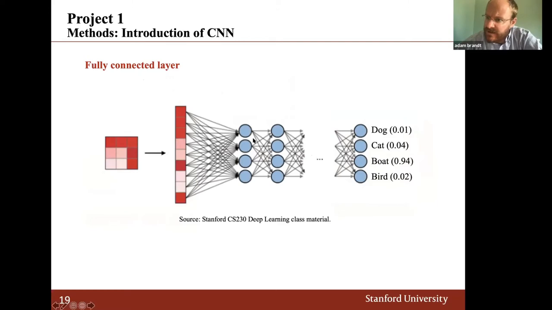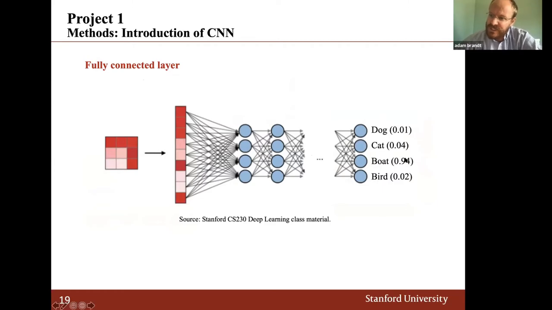And again, each of these arrows is basically just an interaction term that has a strength associated with it, and these parameters associated with these interaction terms are learned. And in this case, we're trying to disentangle whether this picture is a dog, a cat, a boat, or a bird, and we have a probability associated with each one.